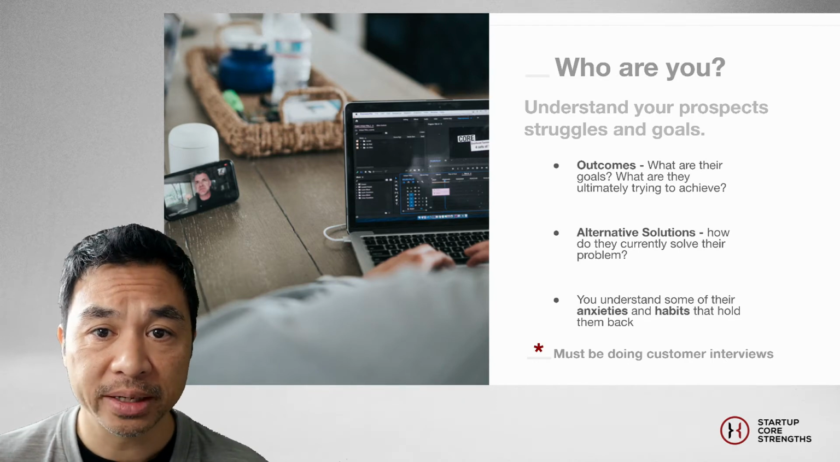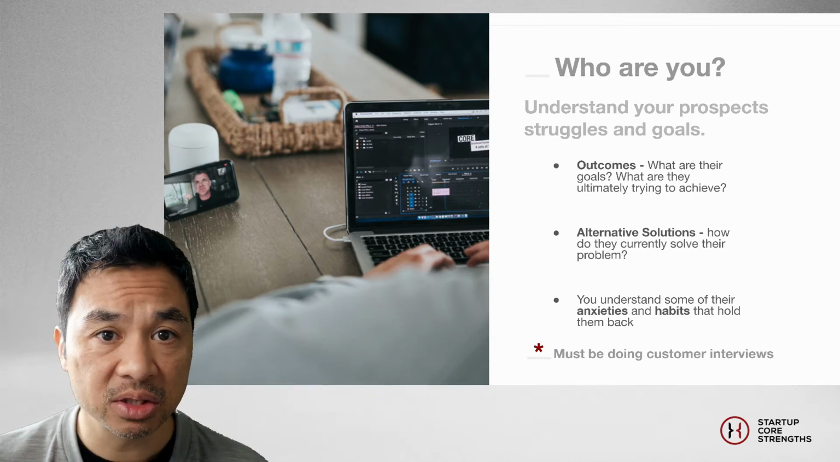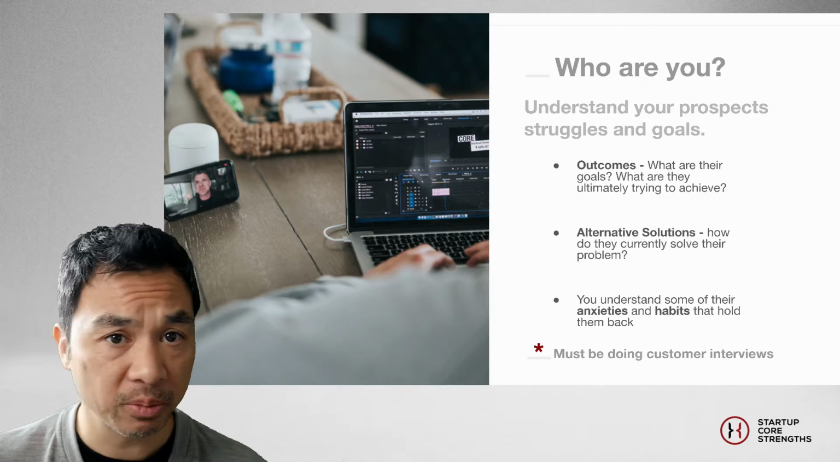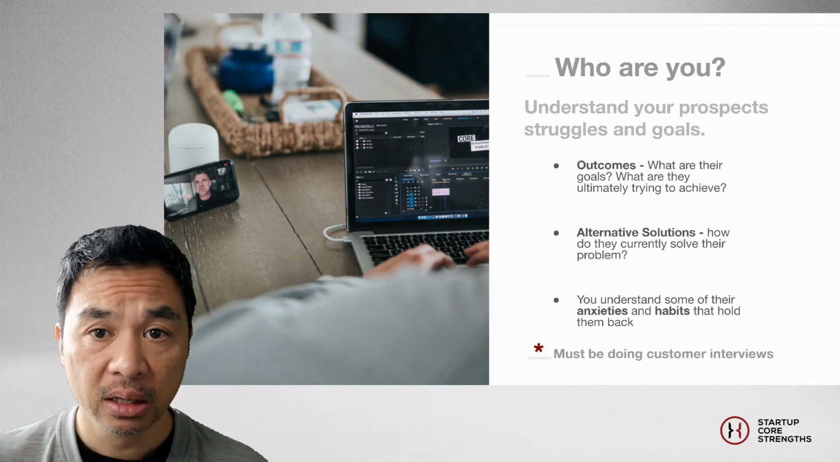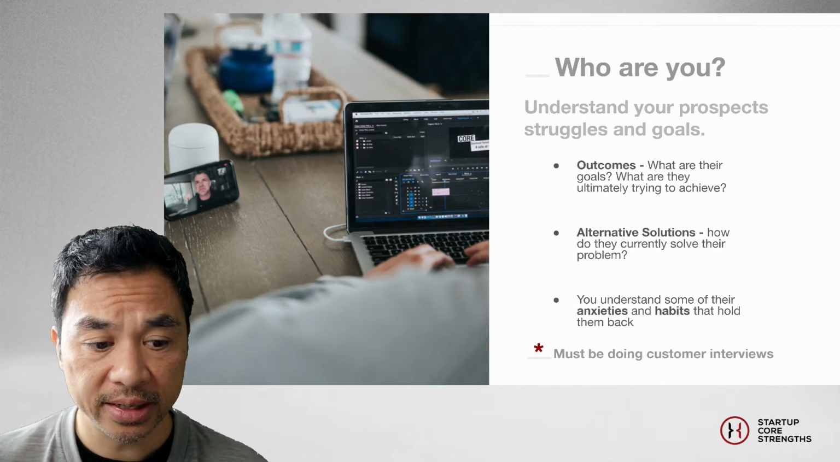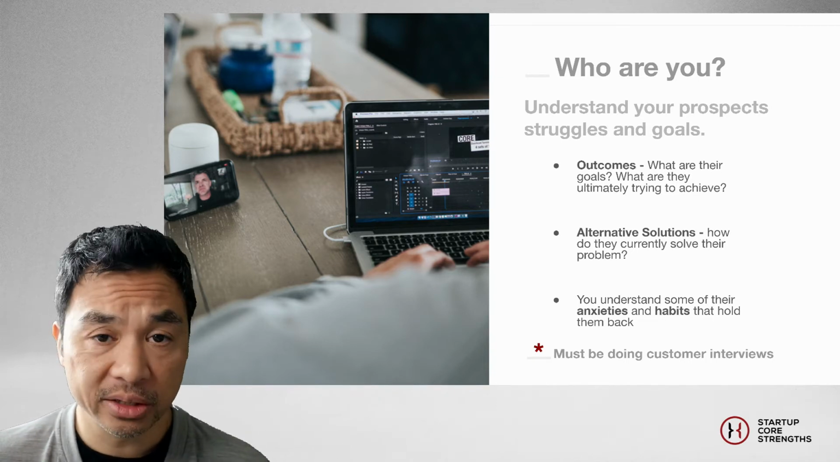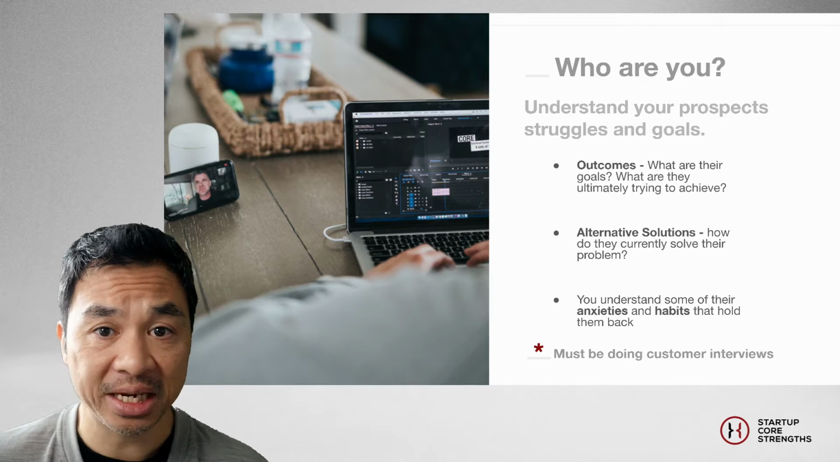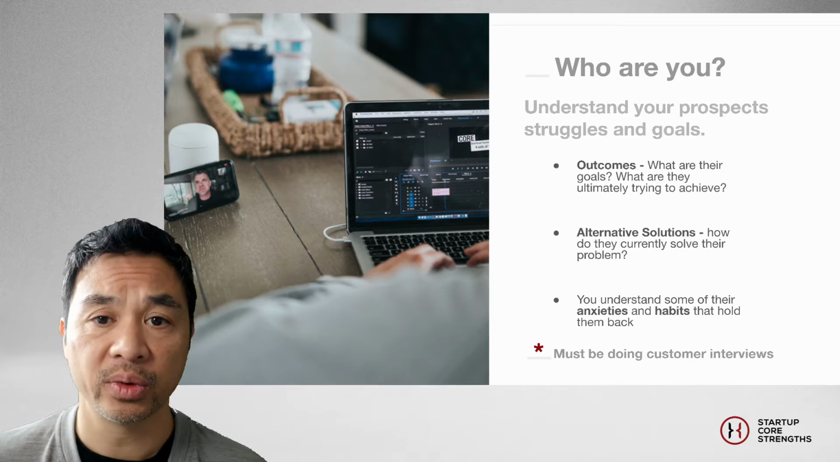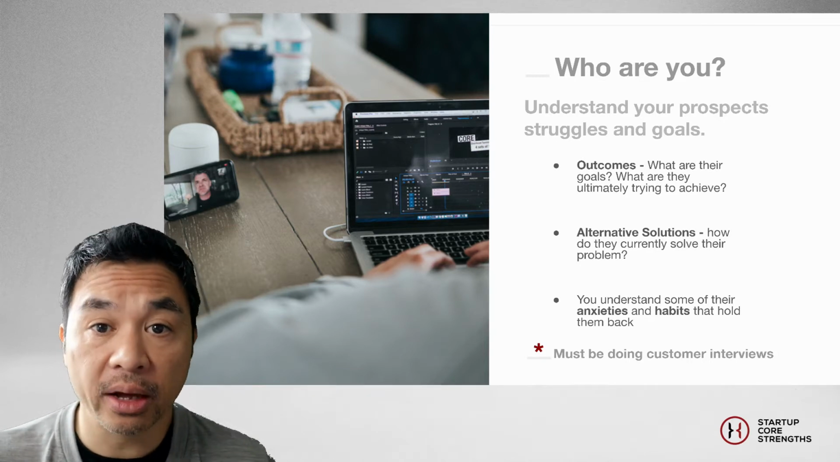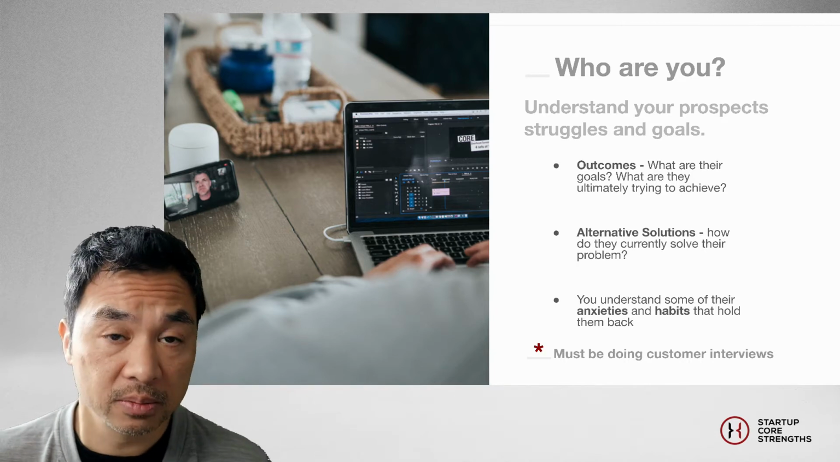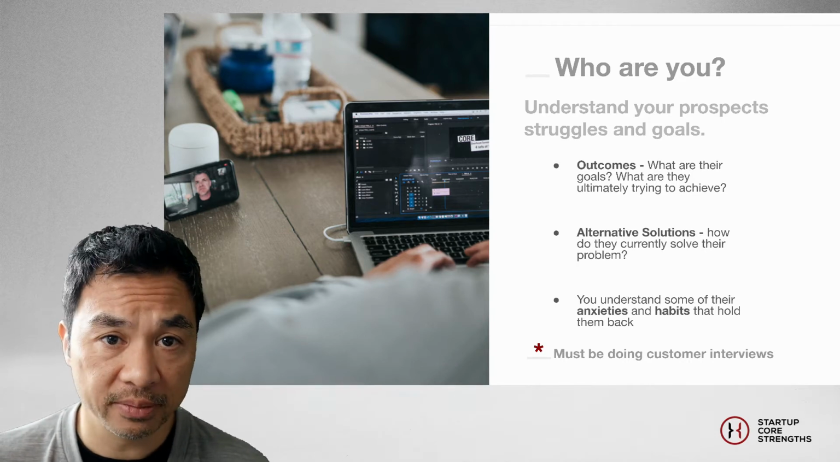The second point, alternative solutions, is a way of thinking about what is their consideration set. How does your prospect currently solve their problem? What tools, what processes are they currently using? So in this case, for example, of a person creating landing pages, are they using an internal designer? Are they using an agency? Are they hiring someone on Upwork, or are they doing it on their own? Or are they doing nothing? So how are they currently trying to solve that?